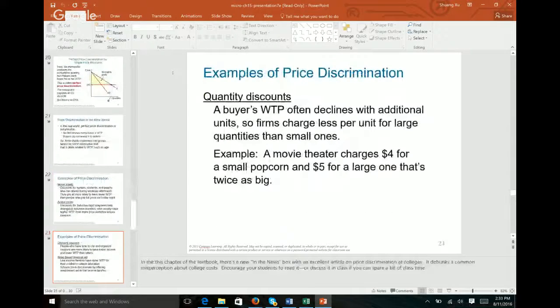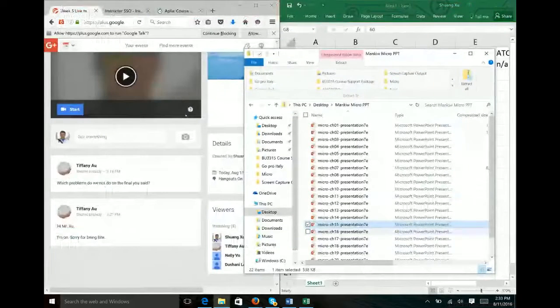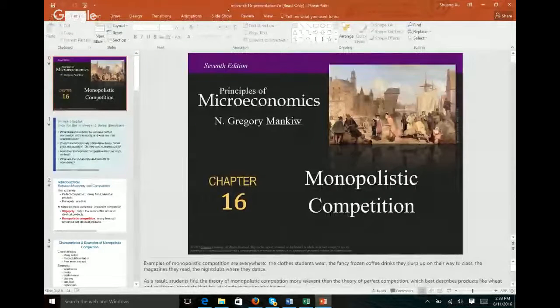Let me see. So that's it for the monopoly chapter. Let's look at the next one. So the next one is very common.